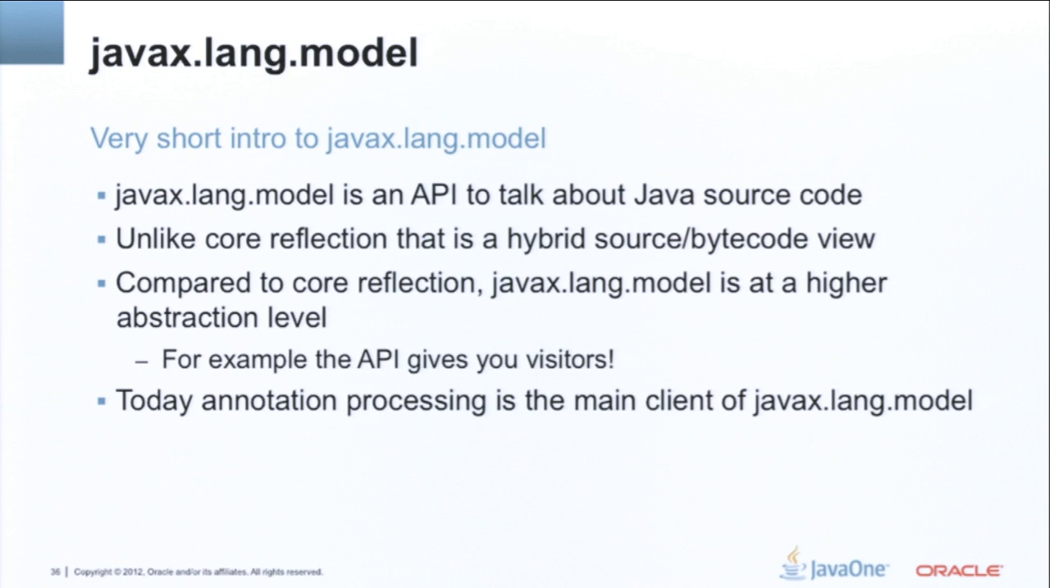This is, for example. And most users today, I would guess, are using this API for annotation processing. So when you do annotation processing, this is the API. If you're not using APT, and you shouldn't be using APT, so if you are using the JSR 269 annotation processing tools, this is sort of your way to talk about the source when you are doing annotation processing.